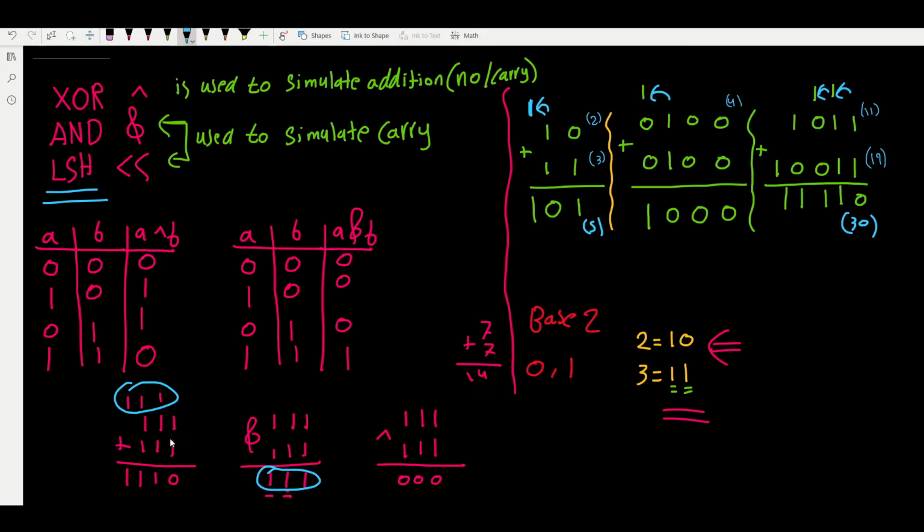Okay, as you can see, the AND gave us the position where we have a carry. We took this number and shifted it to the left by 1 position, and thus it's starting from here, not from here. And we just add the carry and we will have the result. And that's how we will do the problem.